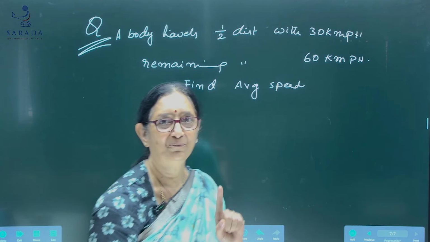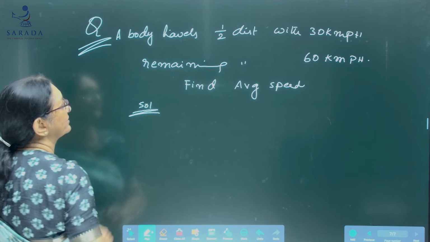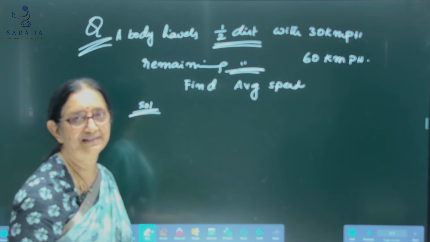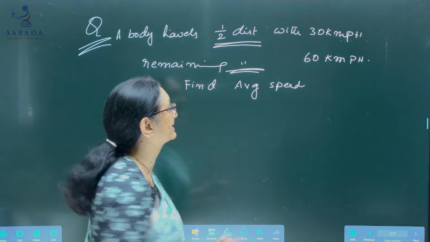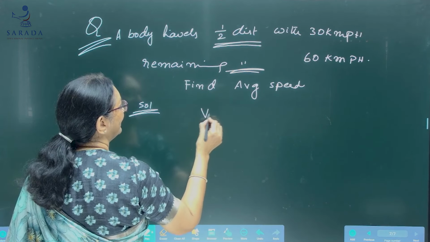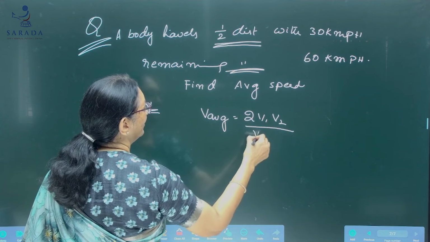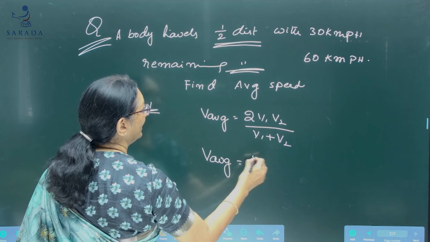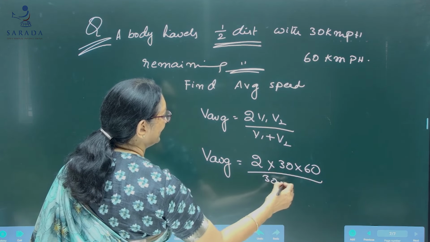See here. If you really remember the formula for this, the solution becomes so simple. Half the distance is covered, so the remaining distance is also half. If a body covers half the distance with V1 and the remaining half with V2, just now we proved average speed is equal to 2V1V2 by V1 plus V2. If you substitute that here, you will get 2 into 30 into 60 divided by 30 plus 60.